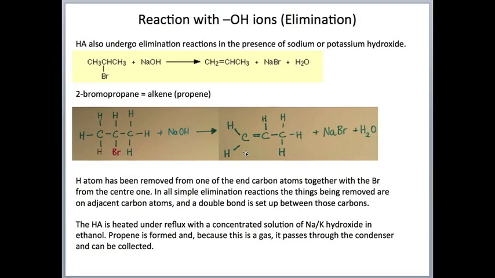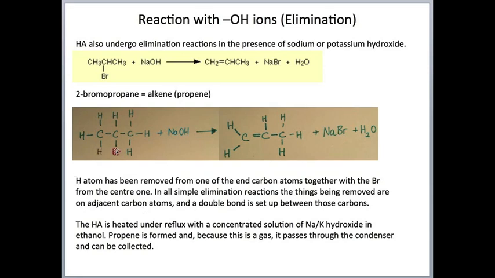So let's consider the elimination reaction. Halogenoalkanes also undergo elimination reactions in the presence of sodium or potassium hydroxide. So in this case, 2-bromopropane will react with NaOH to give us an alkene, in this case propene. Notice that a hydrogen atom has been removed from one of the end carbon atoms together with the bromine from the center one. In all simple elimination reactions, the things being removed are on adjacent carbon atoms, and a double bond is set up between those carbons.